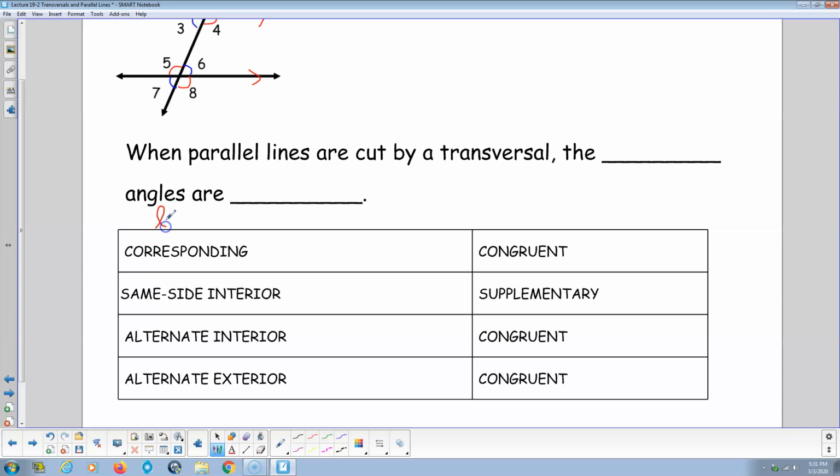So the lines that are being cut are parallel. There's the symbol for parallel. Okay? If this is true, all these are true.